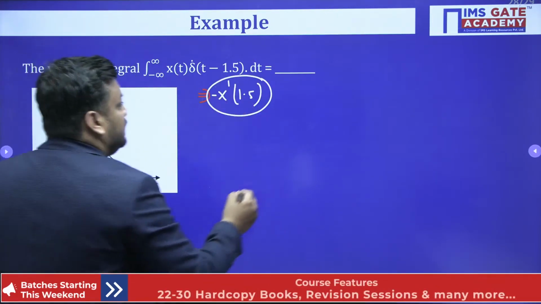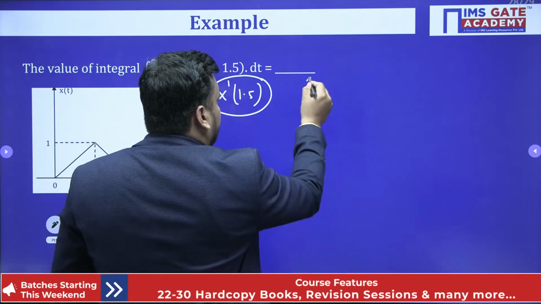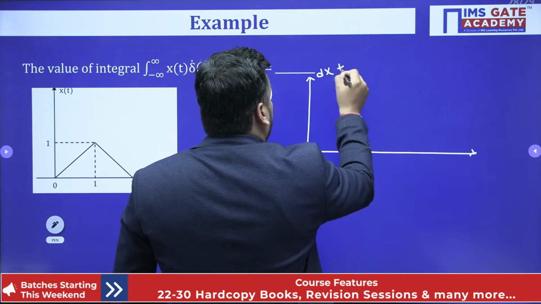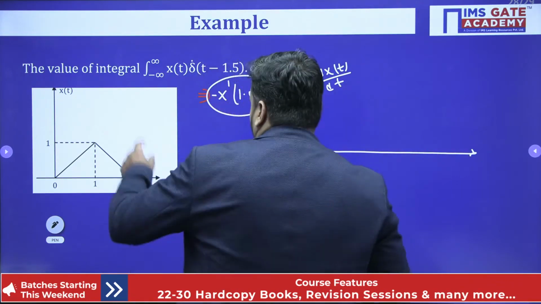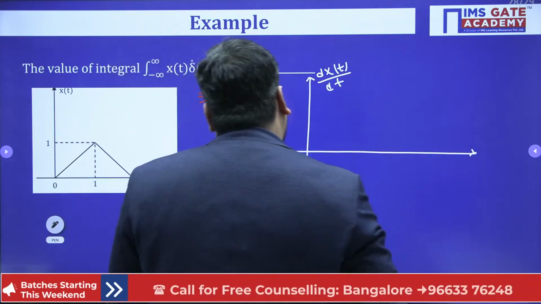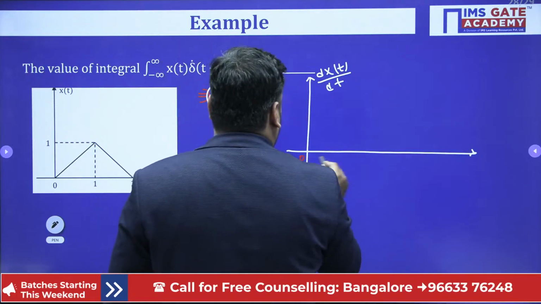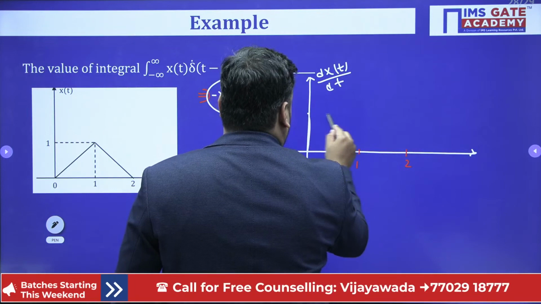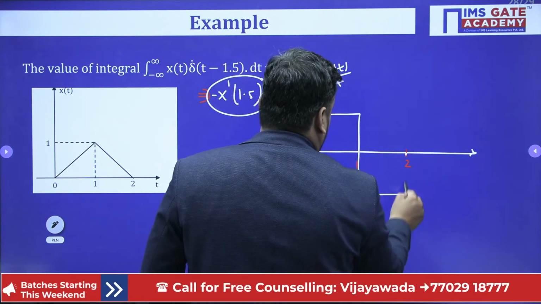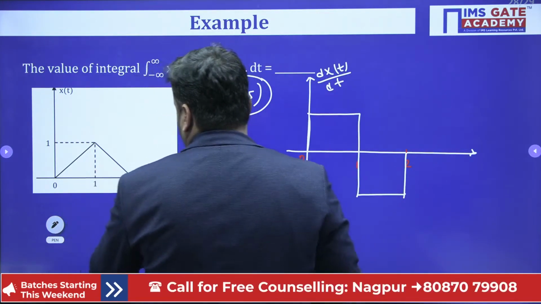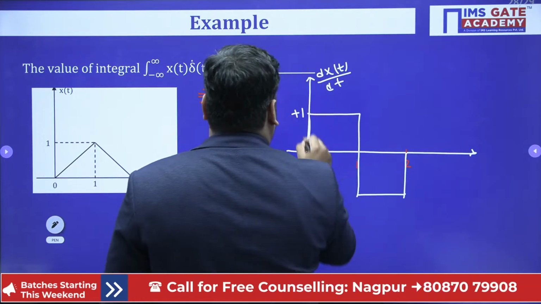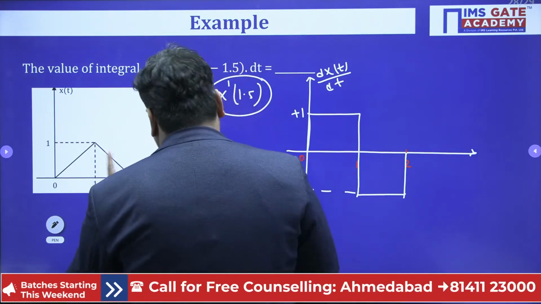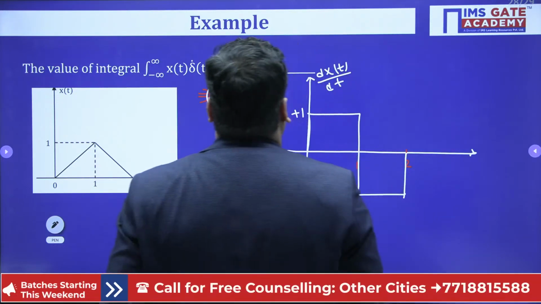It means if this is x of t, can you make dx(t) upon dt? Yes sir, we can make the dx(t) upon dt waveform easily, because we know that the differentiation of a triangular waveform is always a square waveform. It means from 0, 1, 2, we should make a curve like this. This is plus 1, this is minus 1. Plus 1, minus 1, like this.